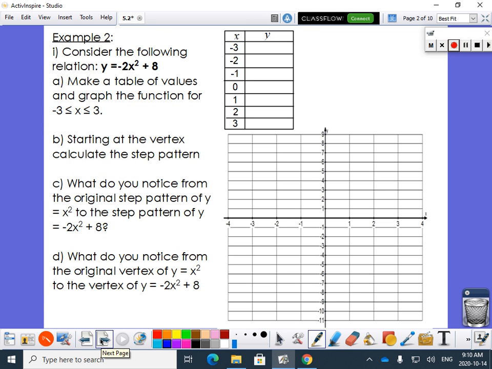Next. Consider the following relation. Y equals negative 2x squared plus 8. So make a table of values and graph the function. Okay, so same thing. We're going to plug in our x value into the equation. So negative 3 squared is 9. 9 times negative 2 is negative 18 plus positive 8. So negative 18 plus 8. Negative 10. Okay, so I always like to do the first one with you so you know how I'm getting these values.